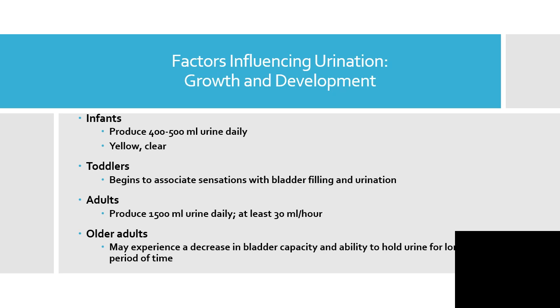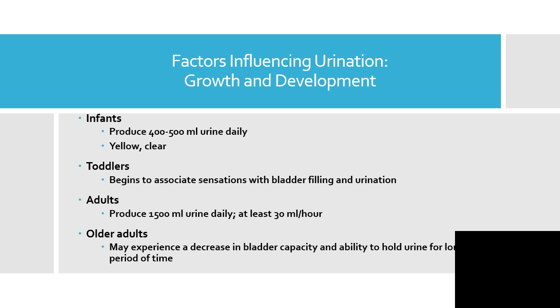So urination changes across the lifespan. Some factors that influence urination are growth and development. Think about infants. Infants produce 400 to 500 milliliters of urine daily. It is usually yellow and clear as long as the infant is hydrated. As people begin to become toddlers, they start to associate the sensation with the bladder filling and urination. This is why between ages 2 to 3, potty training begins.